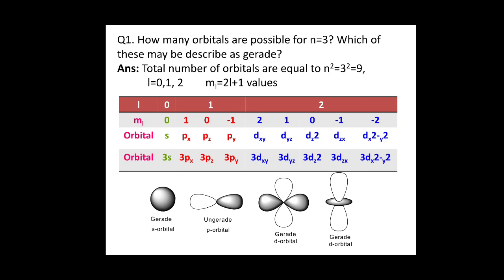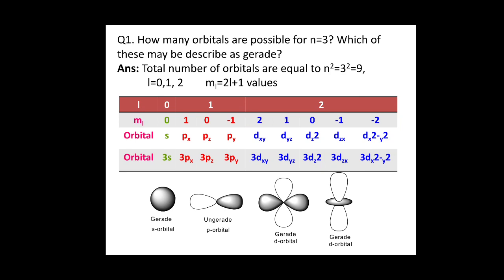This problem I have taken from the book Inorganic Chemistry by Huheey. This is one of the problems of the first chapter, and it goes like this: how many orbitals are possible for n equal to 3, and the second part, which of these may be described as gerade?